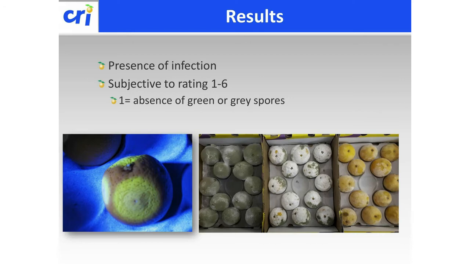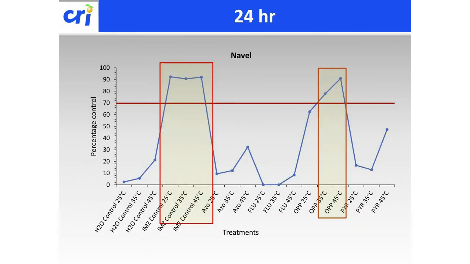So if we just quickly look at the results, this slide shows results on the navel fruit treated 24 hours after inoculation. The vertical axis shows the percentage control, and the horizontal axis shows the treatments and solution temperatures. So we are looking at the curative ability of a fungicide that at least gave us 70% control.